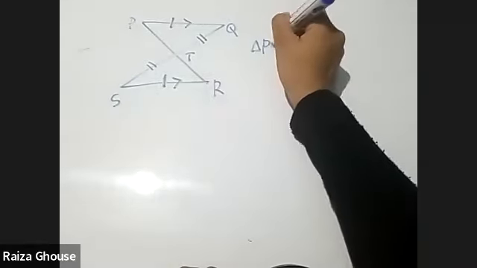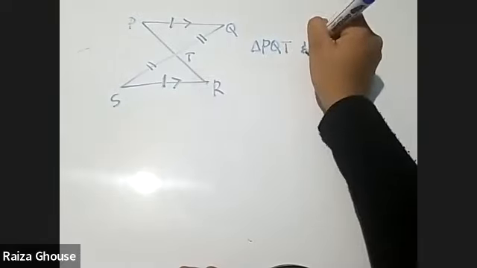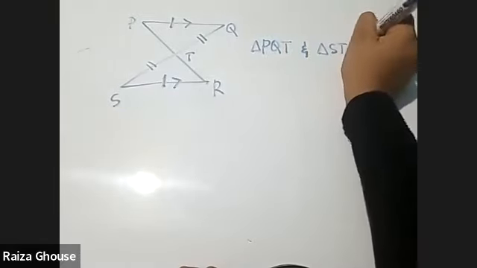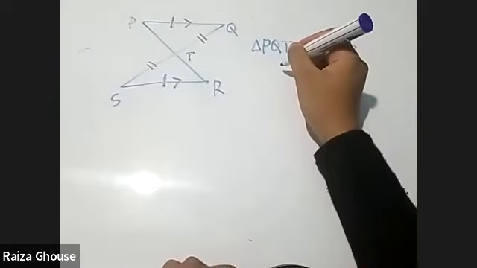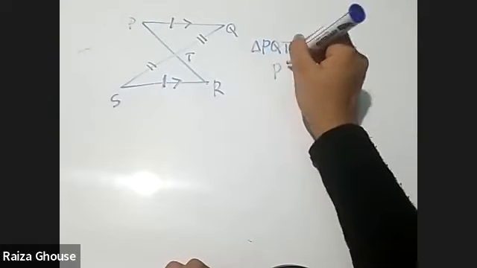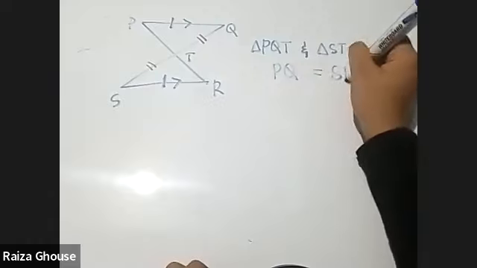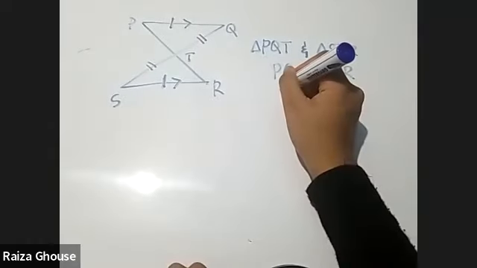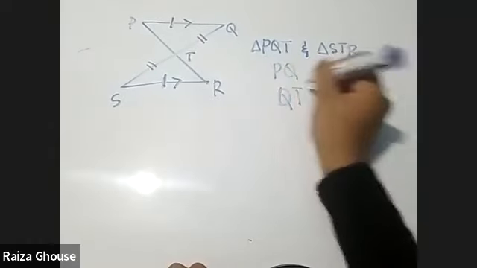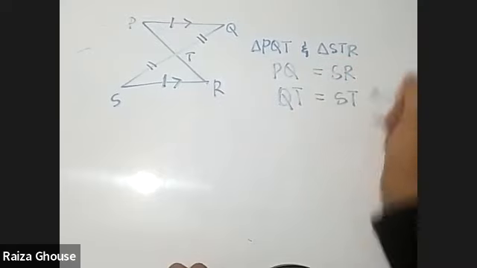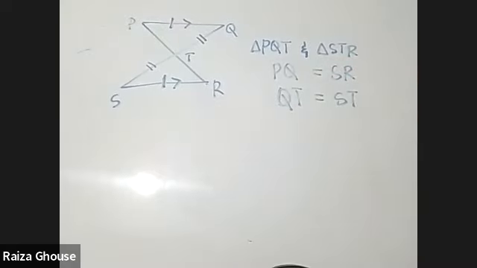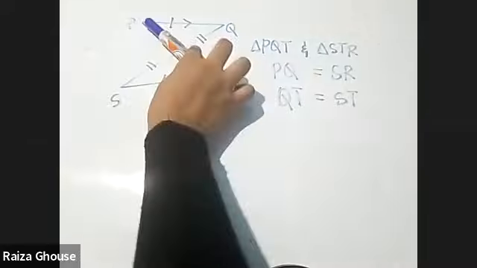So I'm going to write triangle PQT and triangle STR. Okay, in triangle PQT, I can see PQ side is equal to SR side, given data. I can see QT side is equal to ST side, given data. What is the next data? PR equal SQ, we can't tell.